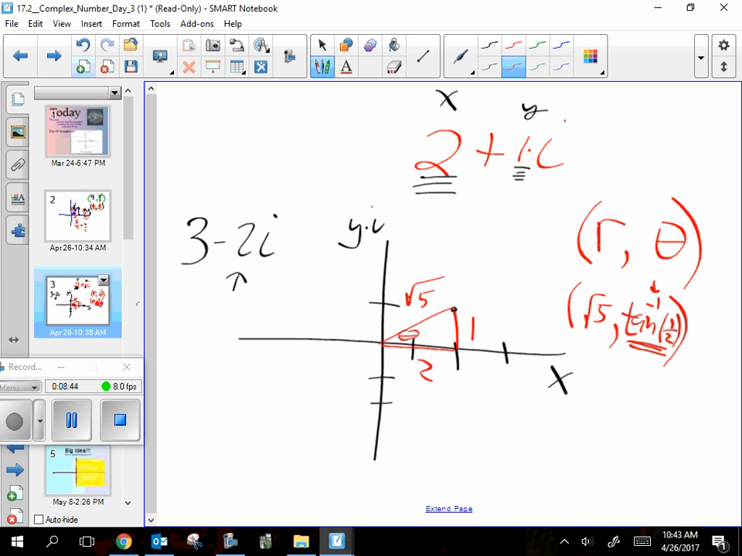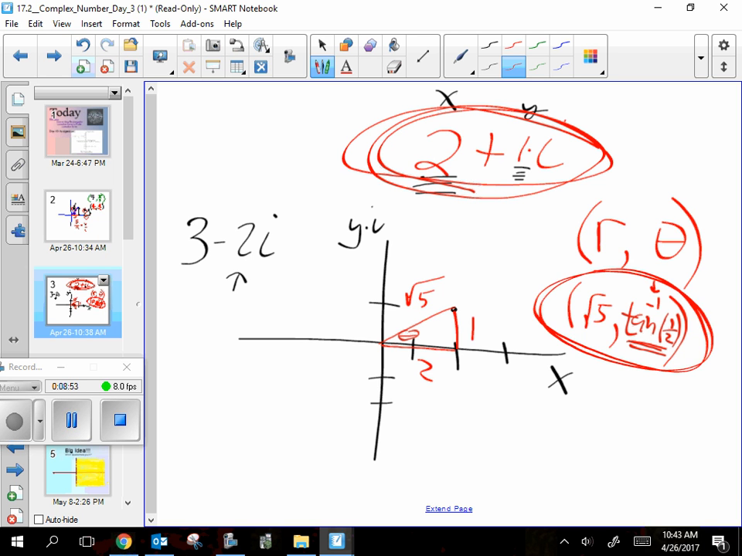I started with what kind of a number? Don't say imaginary. Complex. And I ended with what kind of a number? Polar. If it's got r and theta, it's a polar. Okay. But wait, there's more. If it was just that, we could be done right here. But there's another really important part, and that is you can write these in a different form.